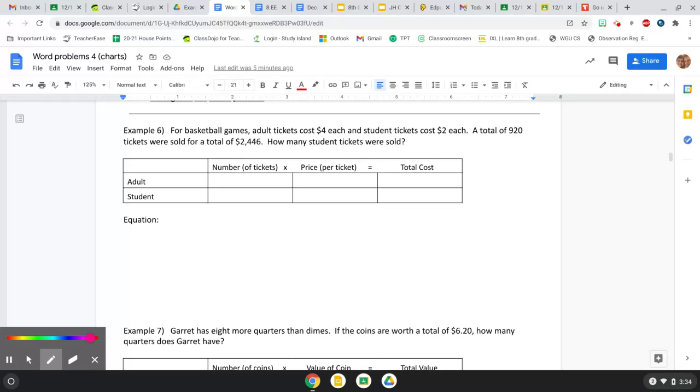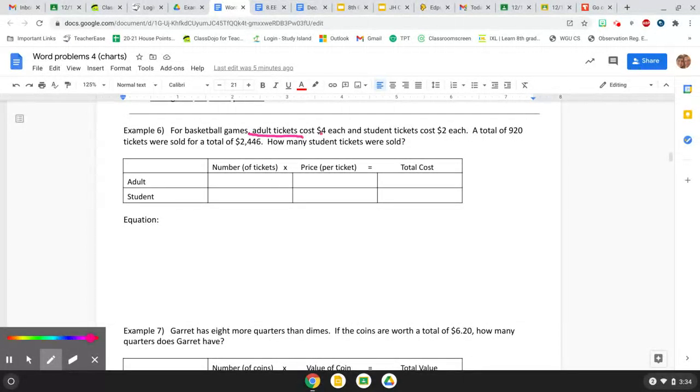Now, looking at the chart, I'm going to have the number of tickets, the price for each of those tickets, and then the total cost. A lot of them are set up very similar to this, like the number of items, the value of the item, and then the total value of that item. So those are usually going to be your 3 columns. Now, number of tickets, I'm not really sure about that, but I'm going to go back to what I do know, which is the price. It told us that pretty explicitly.